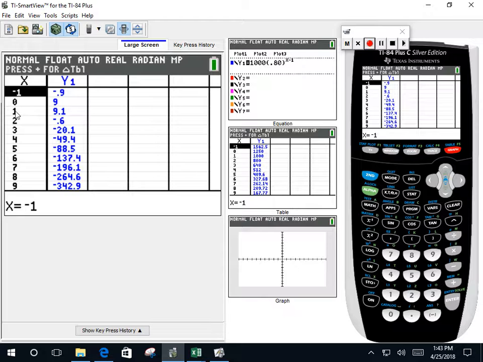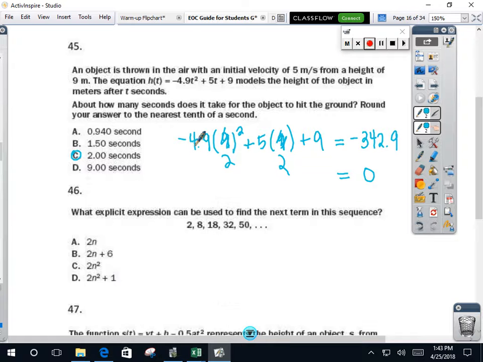Well look, 1 second after it's been thrown, it's 9.1 meters in the air. By the second, it's showing below ground. But isn't that barely below ground? Negative 0.6 would be barely below ground. So don't you think it hit ground at like 1.9 seconds about? So, and that would round to 2. Now does that make sense to y'all?